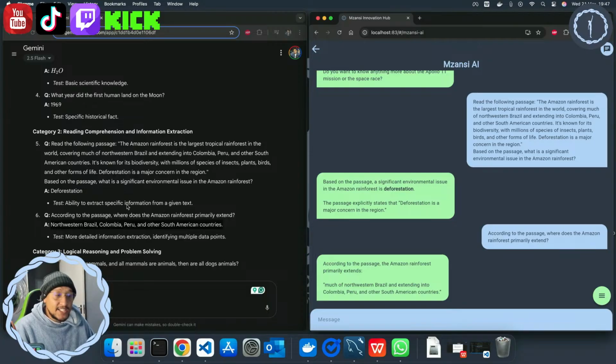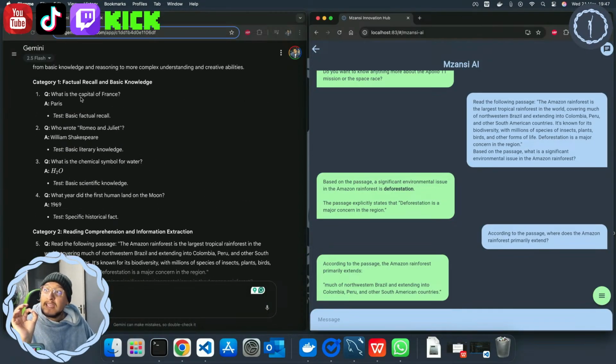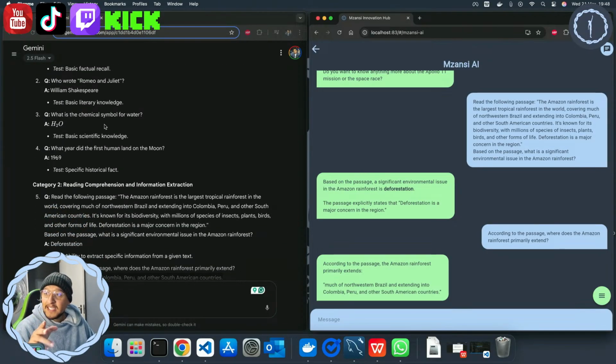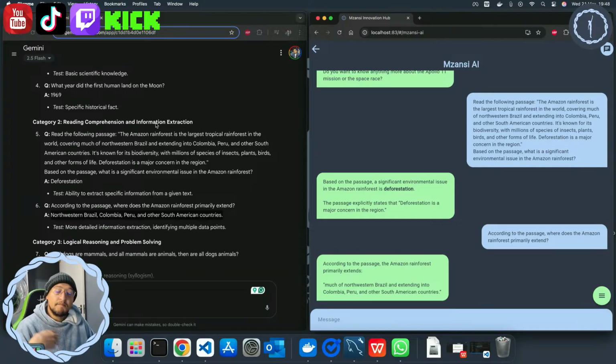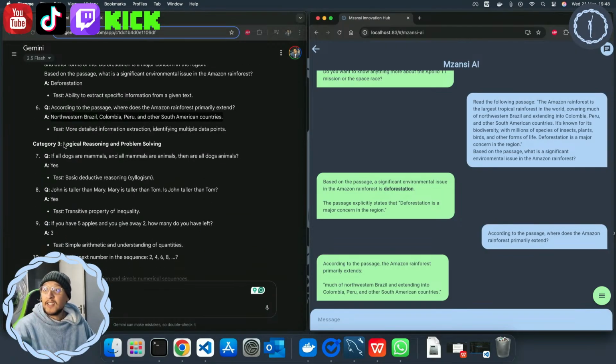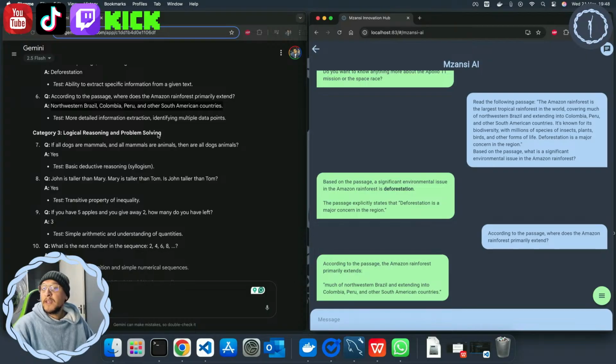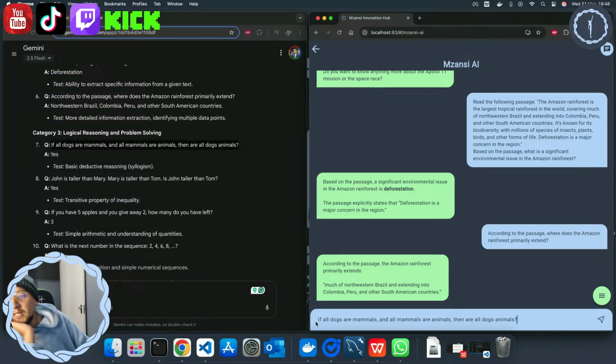So in category 2, it read everything. It was able to recall factual and basic information, so it passed that category. The next category was reading comprehension and information extraction, and it passed that. The next one is logical reasoning and problem solving. The first question over there is: if all dogs are mammals and all mammals are animals, then are all dogs animals? It's like logic, testing to see if it's smart enough to understand the sentence.